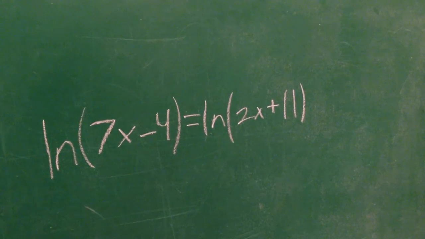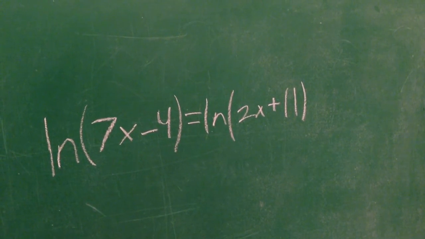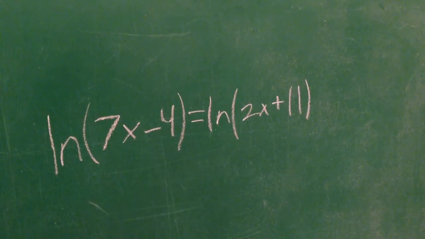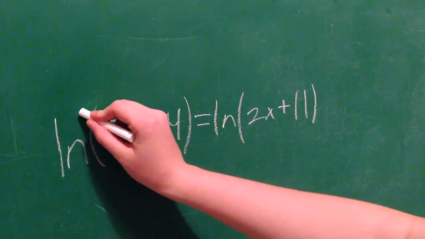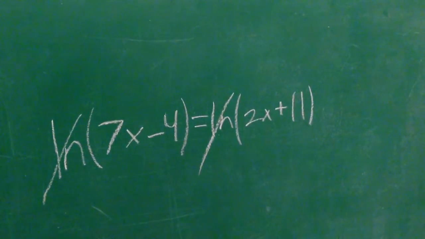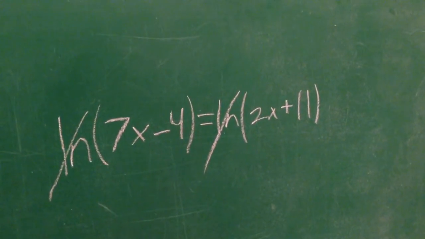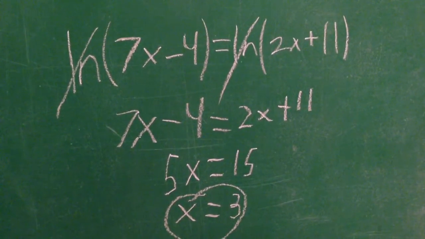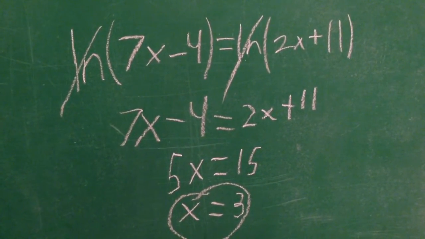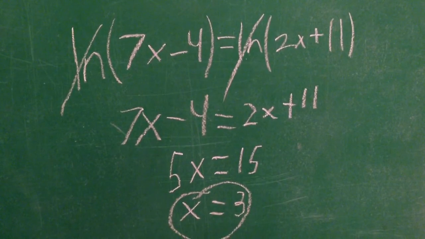That means if you have a problem such as ln(7x - 4) equal to ln(2x + 11), you can just cancel out the ln's and just solve from there using basic algebra. So as you can see, the answer for this problem would be x equals 3. See, Kirby, that wasn't so bad.